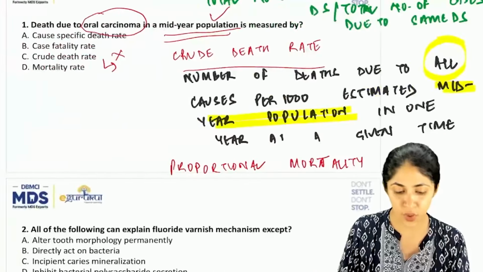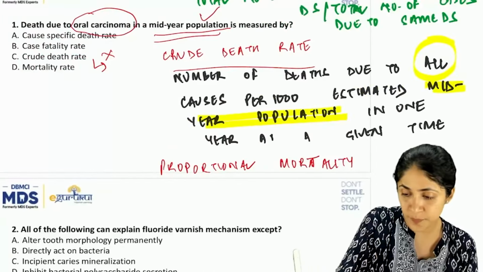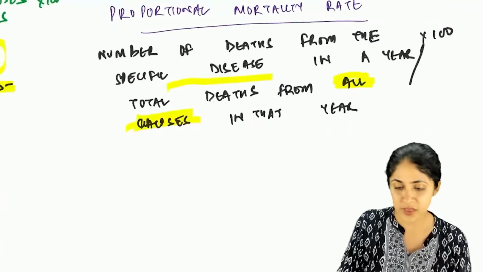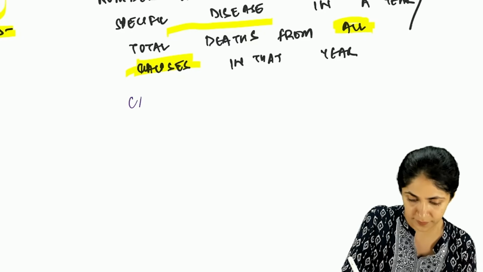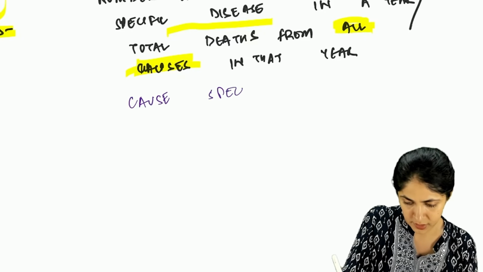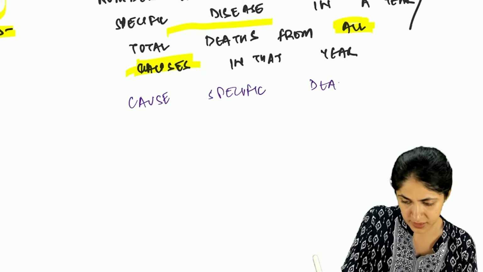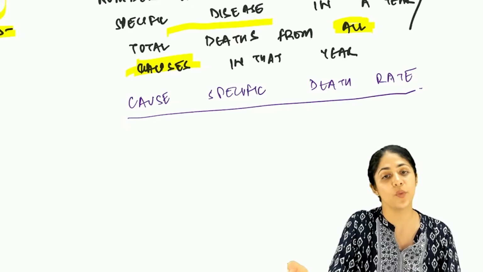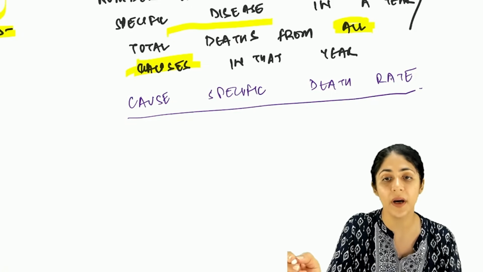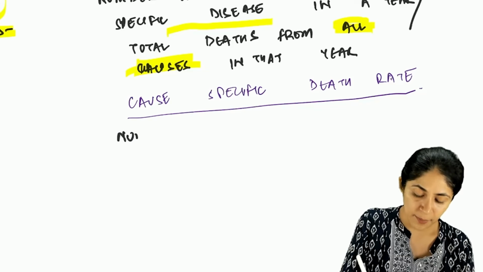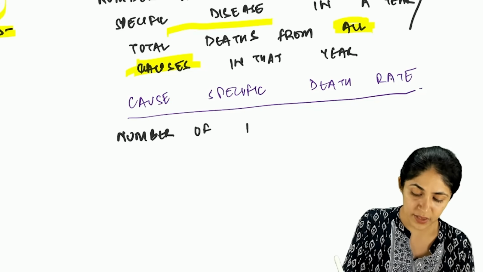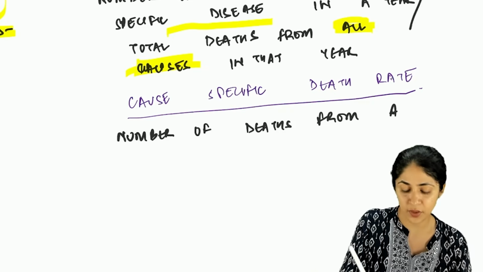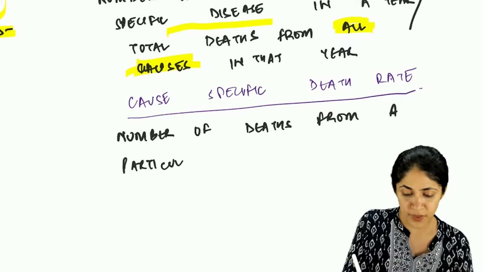Then we come to the cause specific death rate. That is also one of the options. So let's go to cause specific death rate. In cause specific death rate, what we have is the number of deaths from a particular cause, okay.